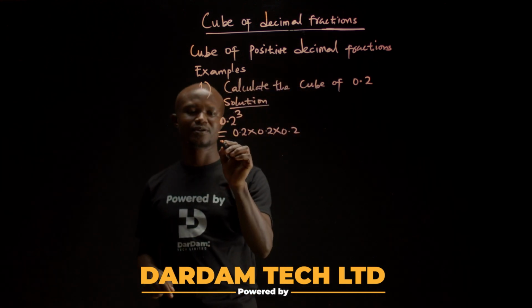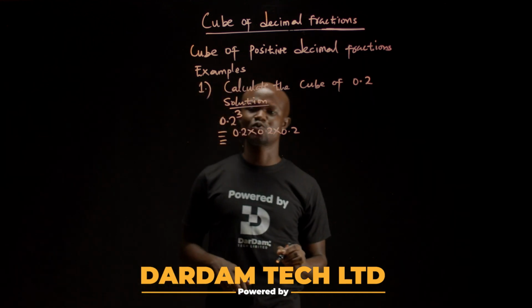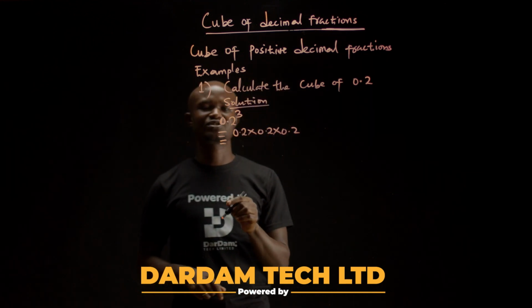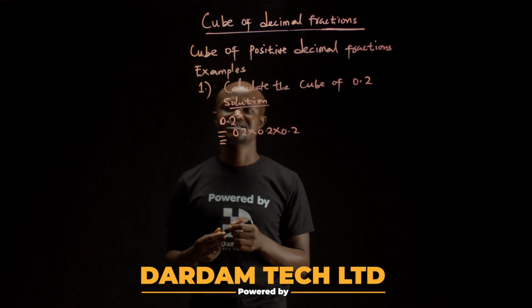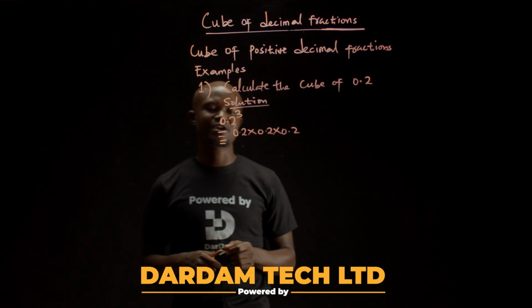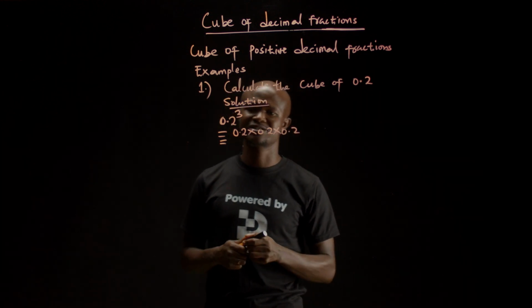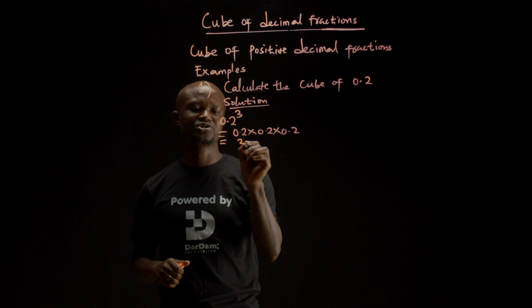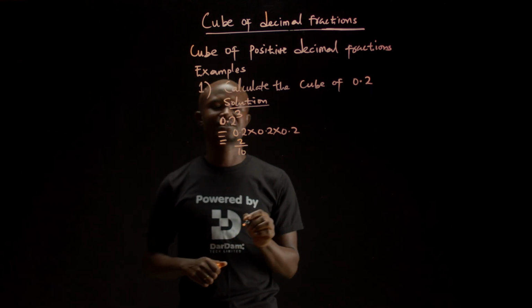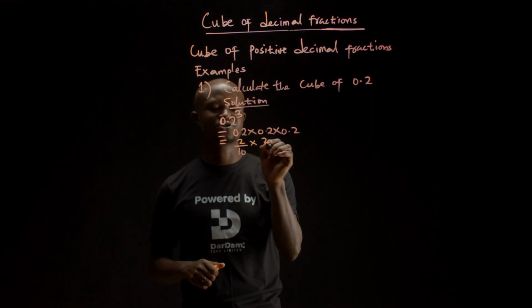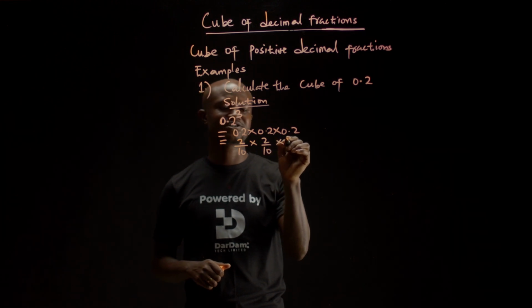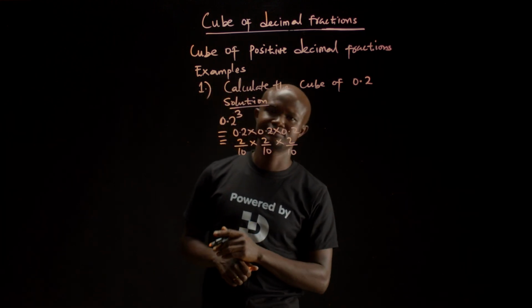Now, we can write this 0.2 as a proper fraction. 0.2 as a proper fraction is the same thing as 2 over 10. Then times 2 over 10. Then times 2 over 10.